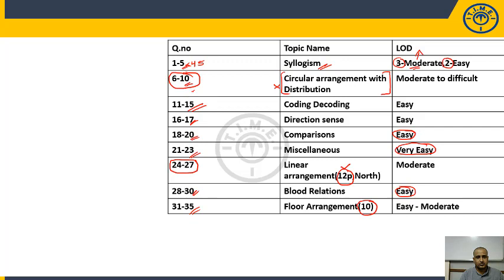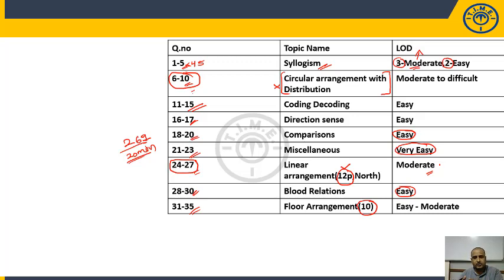So except 6 to 10 and 24 to 27, the remaining 26 questions can be attempted within 20 minutes. All these 26 questions are of easy to moderate difficulty only, very easy to easy. There are only 2 sets which are of moderate to difficult level. These 2 can be taken up later. Just by looking at the model, it won't take much time. It may take 5 or 10 seconds to look at the model.